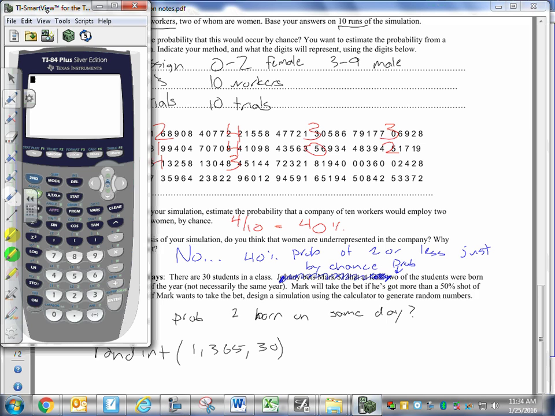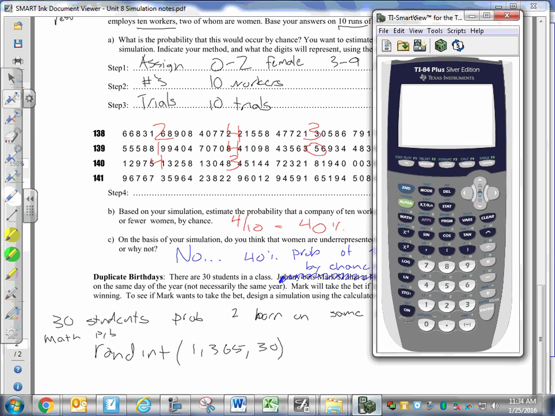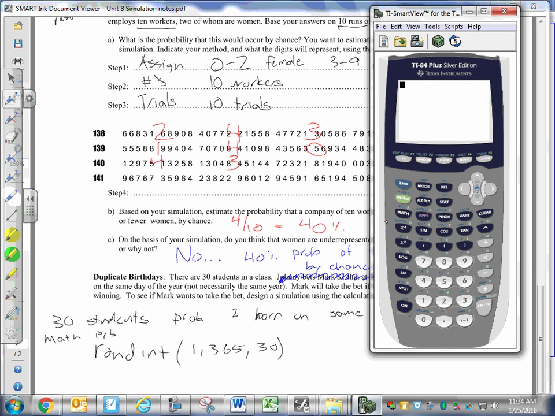Everybody needs to do this for us to get good results. Just start from 1 to 365. That's 365 numbers. Okay, so math, scroll over to PRB, go to randInt. This is how your calculator can produce random integers. You go from 1 to 365. So that's a comma. Comma is above 7. 1 comma, 365 comma, and then you're going to say, give me 30 numbers. Okay? Now press enter and you should get 30 numbers.